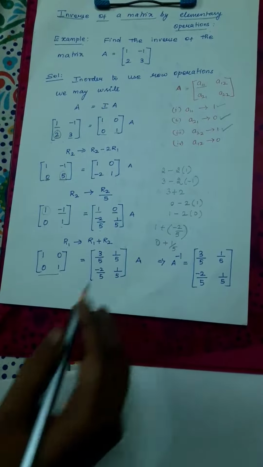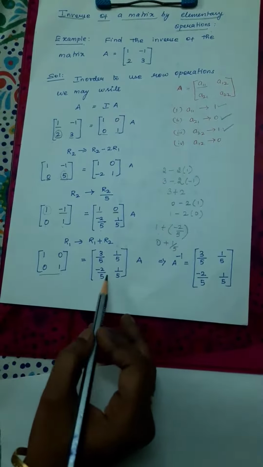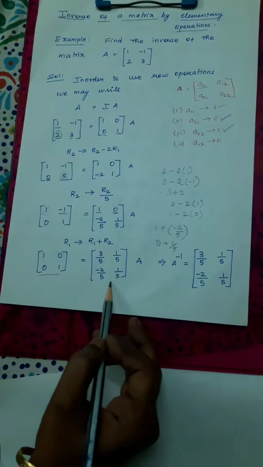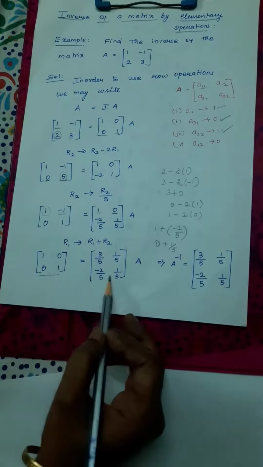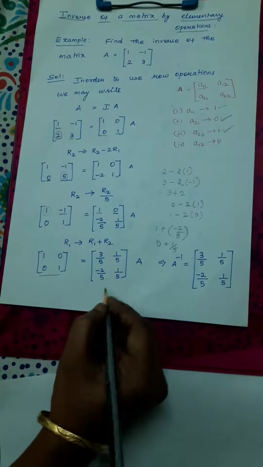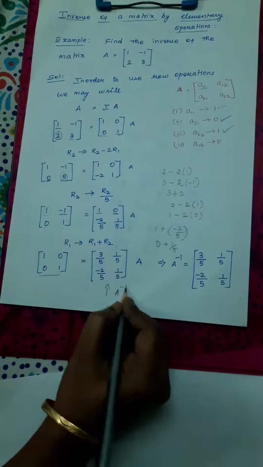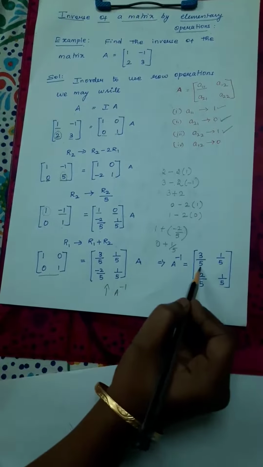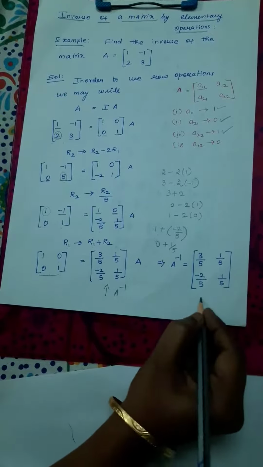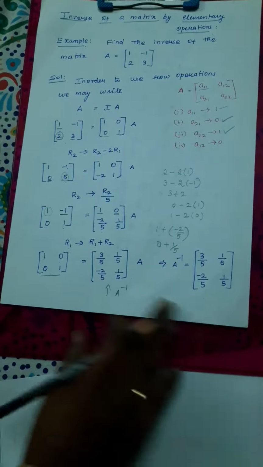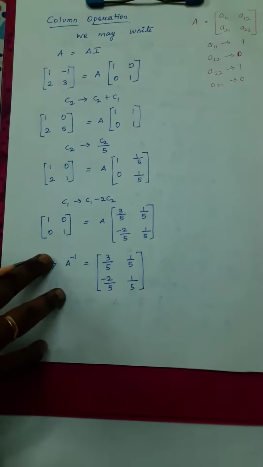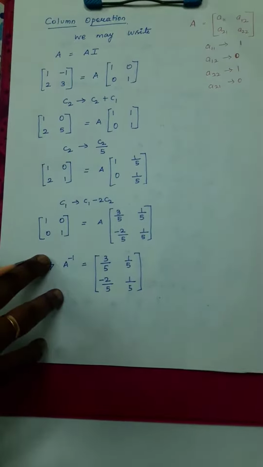So now see, the product of A and the other matrix is equal to identity. Product of two matrices being equal to identity means the other matrix will be the inverse of the given matrix. Therefore, this is A inverse. So A inverse is equal to 3 by 5, 1 by 5, minus 2 by 5, 1 by 5. This is the method to find the inverse of the given matrix. We are going to do the same problem by using column operation.